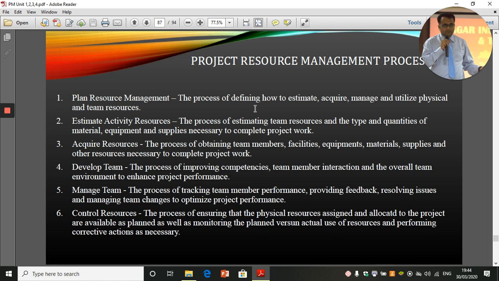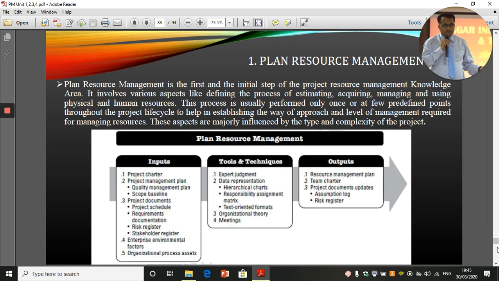Develop team, the process of improving competencies, team member interaction, and the overall team environment to enhance project performance. Manage team, the process of tracking team member performance, providing feedback, resolving issues, and managing team changes to optimize project performance. Control resources, the process of ensuring that the physical resources assigned and allocated to the project are available as planned, as well as monitoring the planned versus actual use of resources and performing corrective actions as necessary.